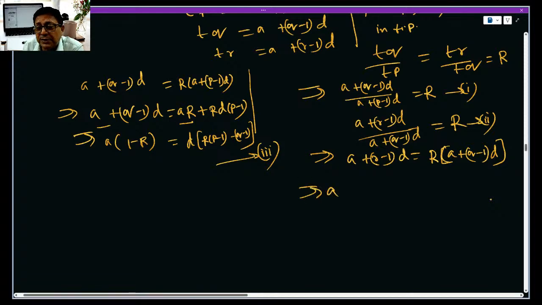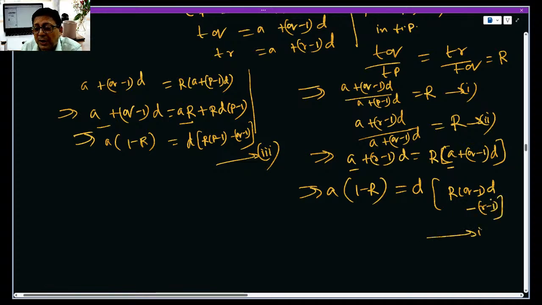In a similar fashion, you take AR on the left side. 1 minus R will be D into RQ minus 1 D minus R minus 1. Clear? Will you get the answer or not? Definitely you will get the answer if you don't make any mistake. See, on the left hand side we got the same thing, A into 1 minus R. So the right hand sides must be equal, or compare 3 and 4.